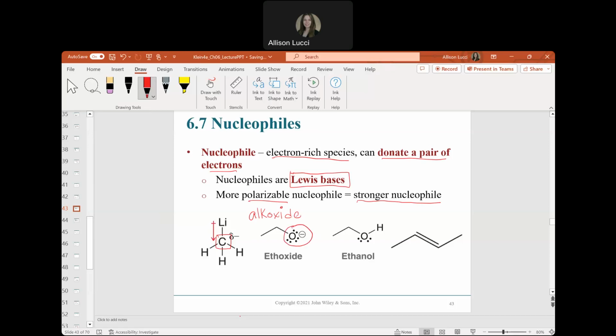nucleophilic site. Then we also have ethanol here, which these lone pairs on the oxygen do not have a formal negative charge, but they still can serve as a weak nucleophile. So this is our nucleophilic site here. And then our area of high electron density in this alkene would be our pi bond. So a pi bond can act as a nucleophilic center as well.